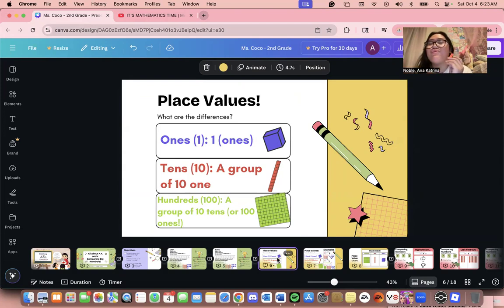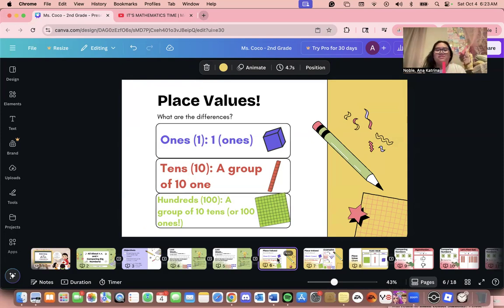This is a group of 10 ones, meaning 10 of these make up one full red block. Isn't that cool? You guys see it, right? Imagine this. 100 of these guys make up one green block, just like how 10 of these red guys make up one block. So all in all, they're together.